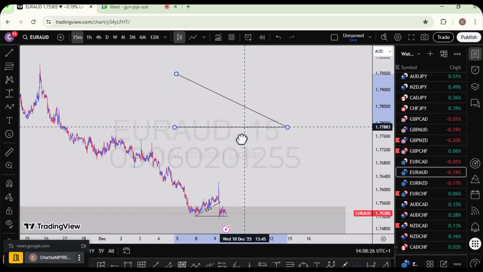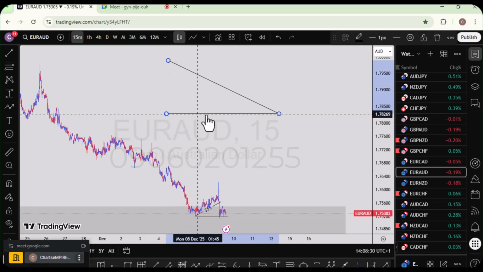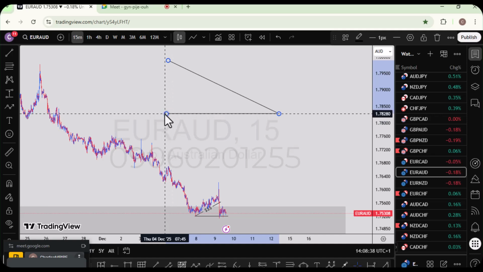So this is what we call a descending triangle. You can see the horizontal line is parallel. It should be parallel to angle 180 degree. Can you see the screen now? Yes, sir. So this angle, 180 degree.